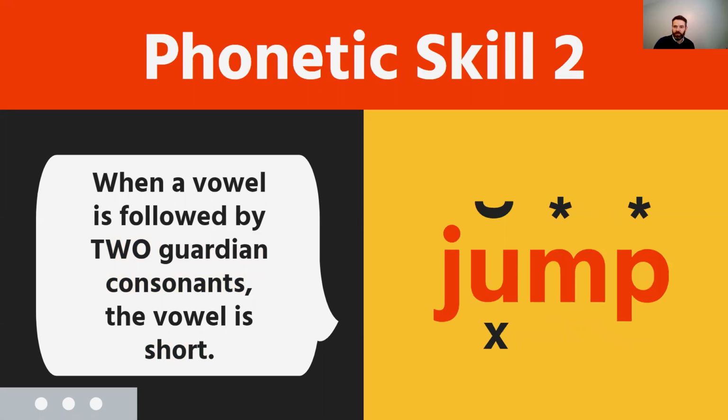Here's another example with the word jump. Okay, it also has 2 guardian consonants after the vowel. They're not part of a blend, but they're still 2 guardians, and so we get a short U sound. The word is jump.